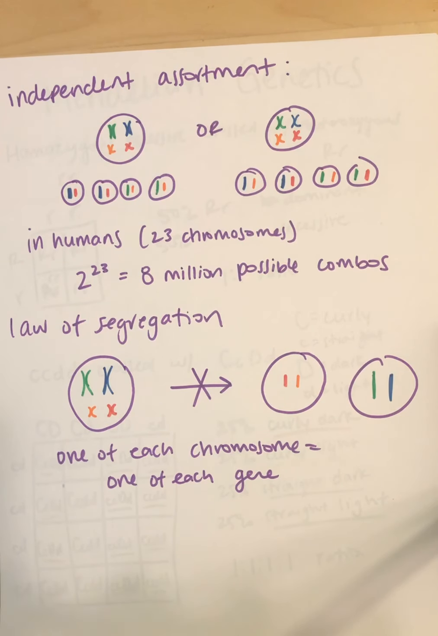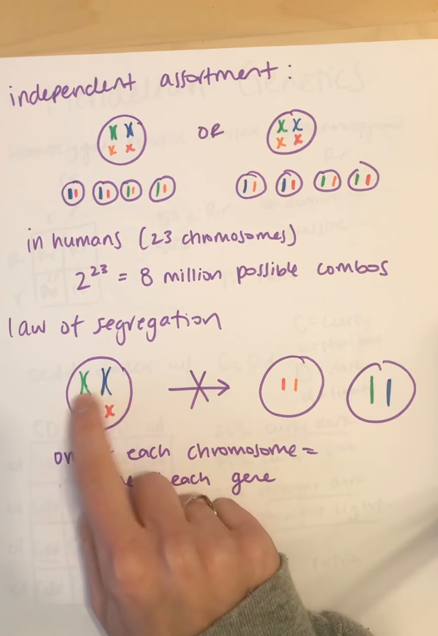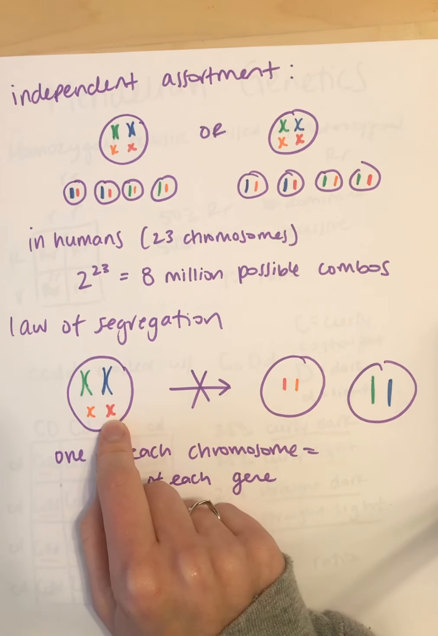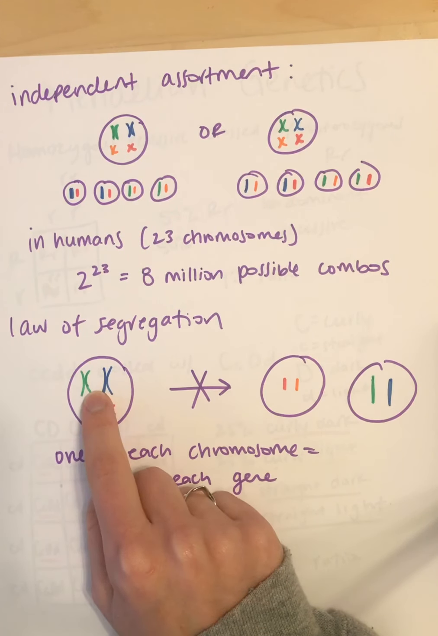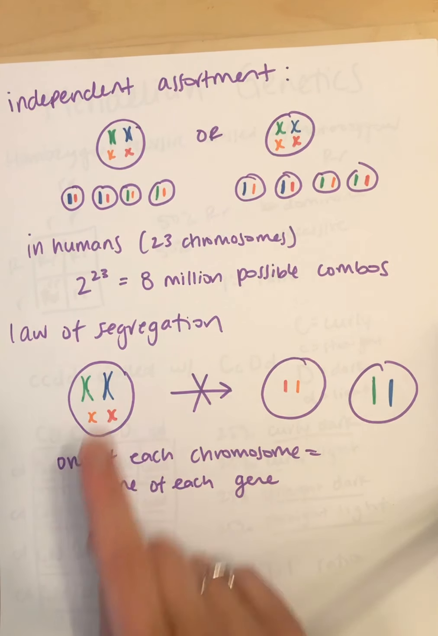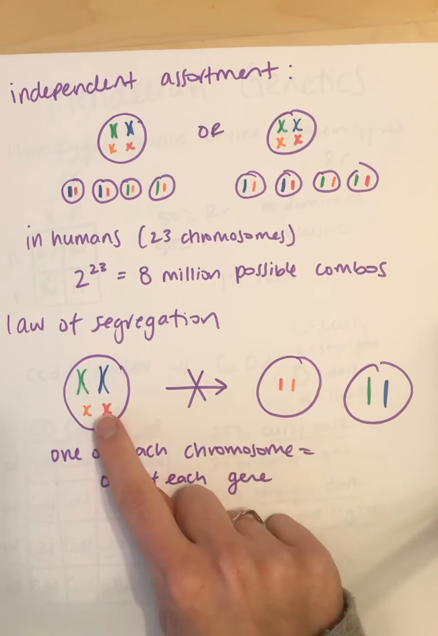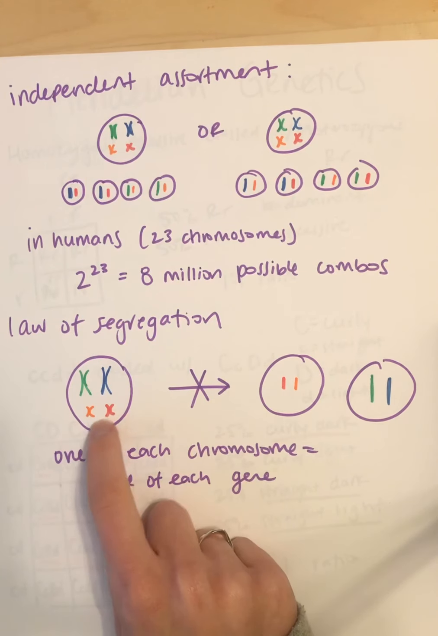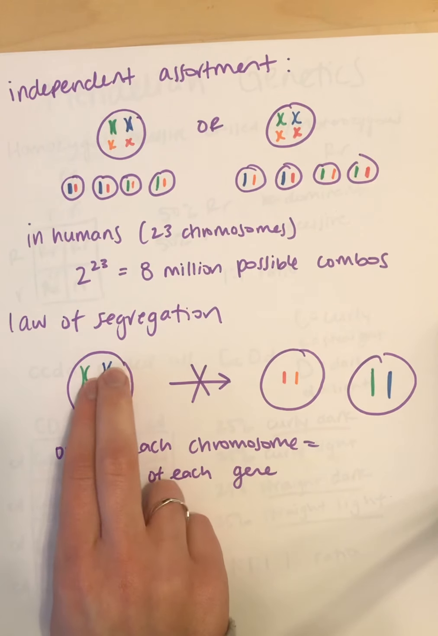On the topic of Mendel's laws, we also have the law of segregation. And this is telling us that, say I only had 2 chromosomes again, chromosome 1, green and blue, chromosome 2, orange and red. The law of segregation tells me that my 2 chromosome 1s are going to end up in separate cells from each other, so that each resulting gamete has 1 copy of each chromosome. So it's not as if one of the gametes is going to end up with 2 copies of chromosome 2 and 2 copies of chromosome 1. These chromosomes are going to be separate from each other.